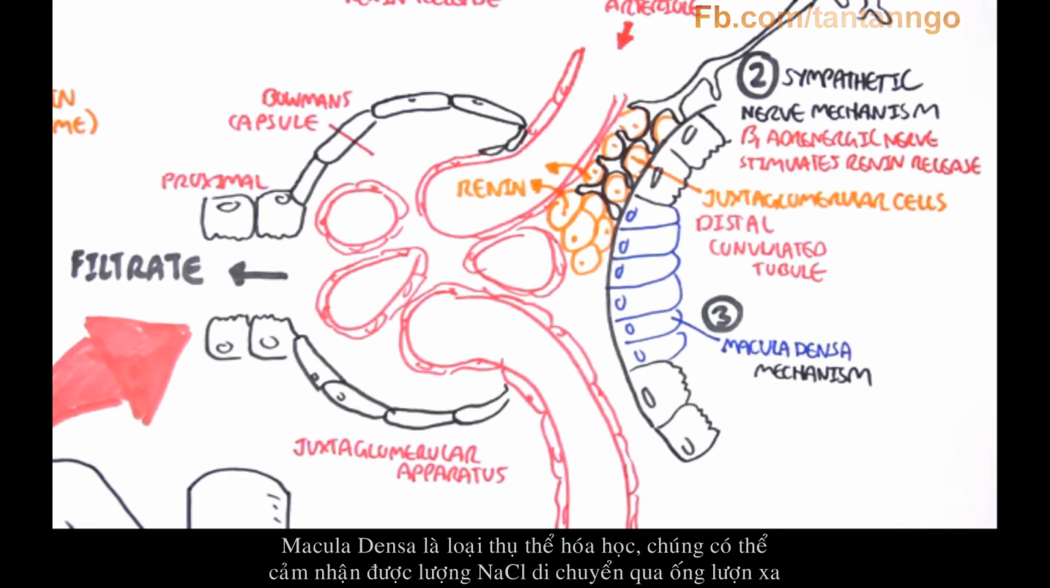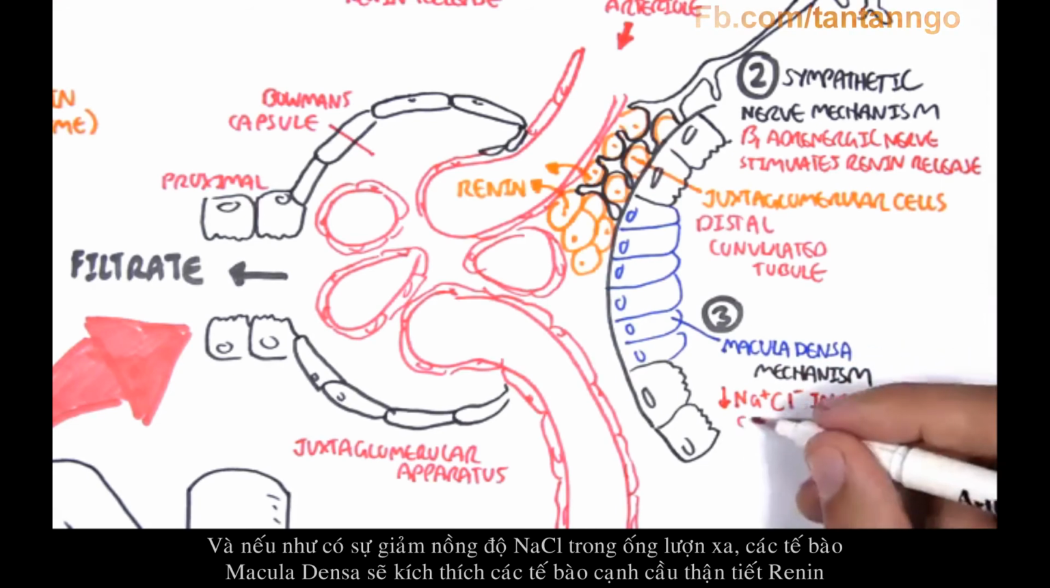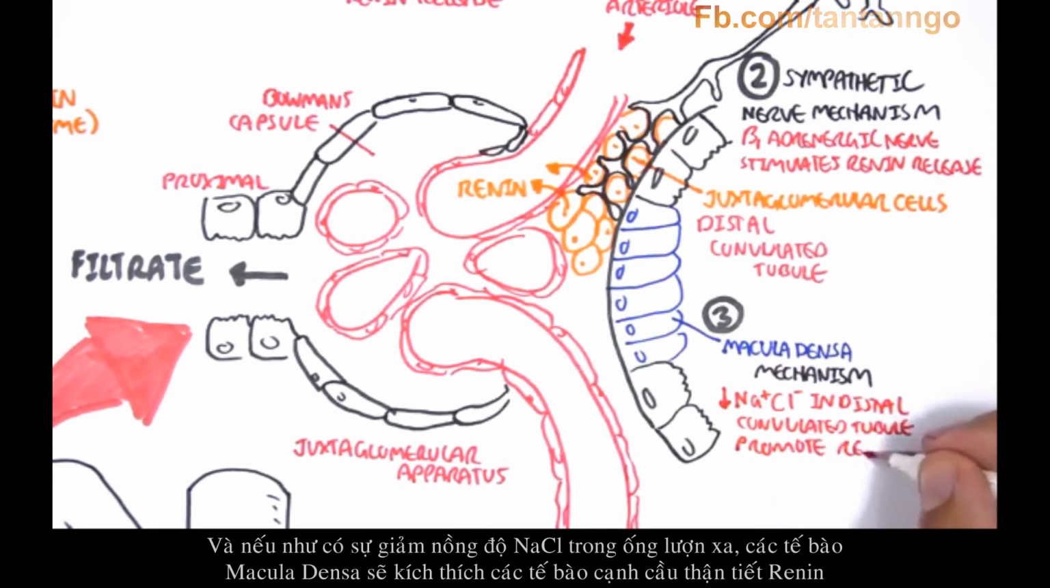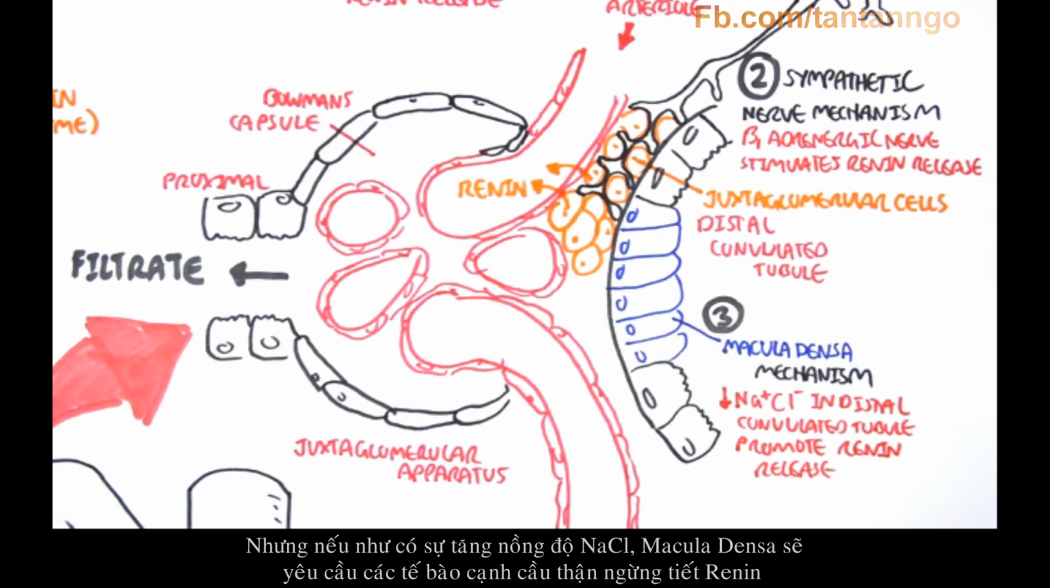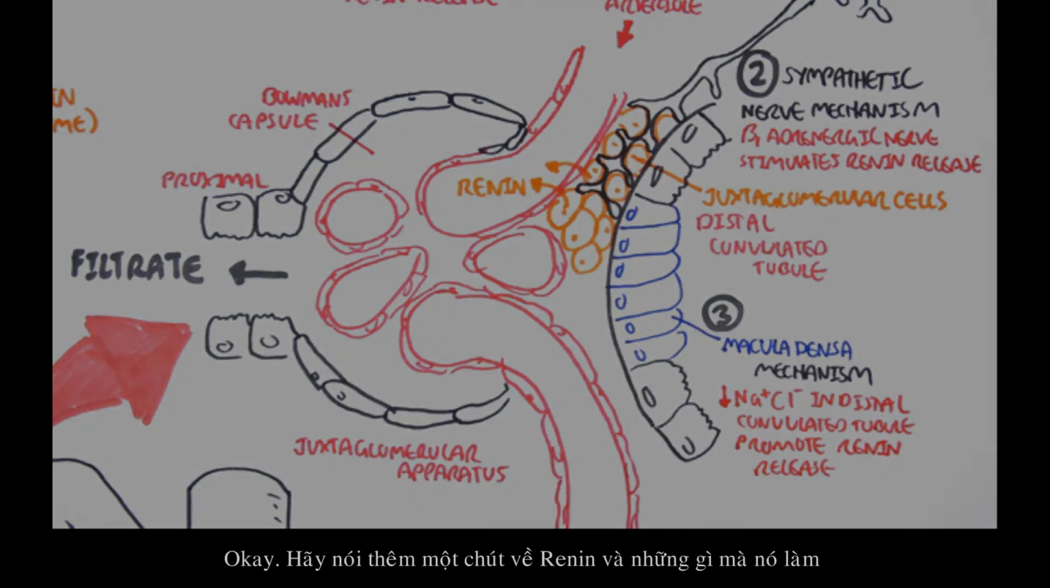And macula densas are sort of chemoreceptors that detect how much sodium chloride are passing through the distal convoluted tubules. And so if there's a decrease in sodium chloride in the distal convoluted tubules, these macula densa cells will stimulate the juxtaglomerular cells to produce renin. But it's also the same case if there's an increase in sodium chloride. If there's an increase in sodium chloride, this will tell the juxtaglomerular cells to stop producing renin. And similarly with the baroreceptor. Anyway, let's talk a bit more about renin and what it does, just briefly.